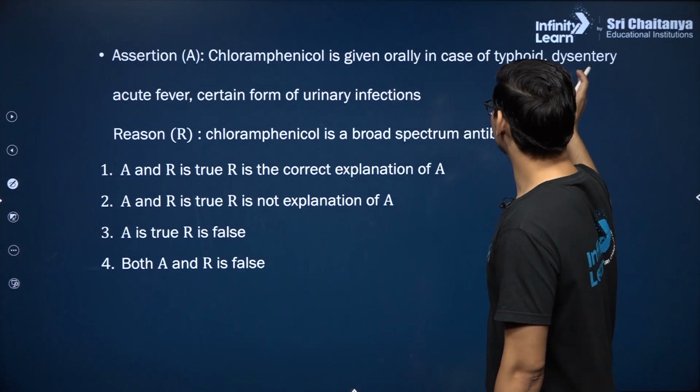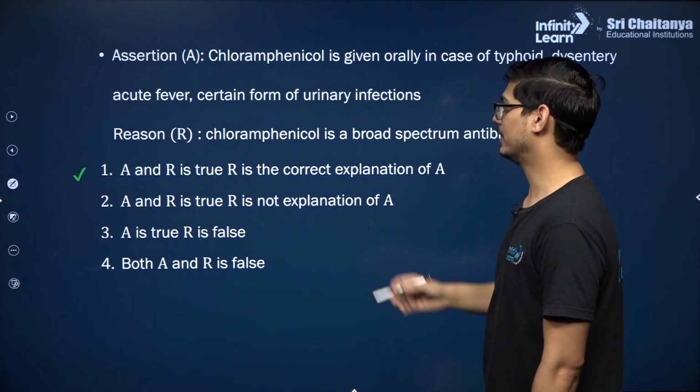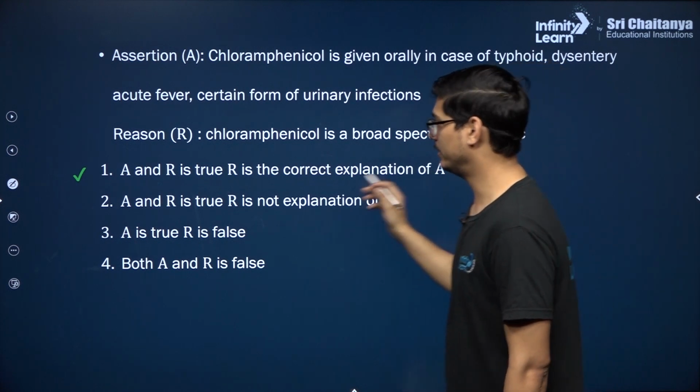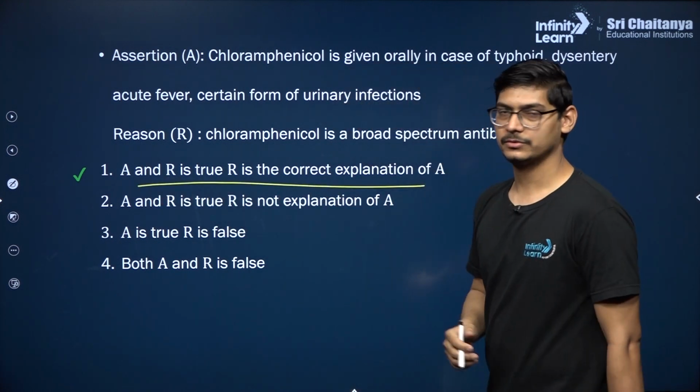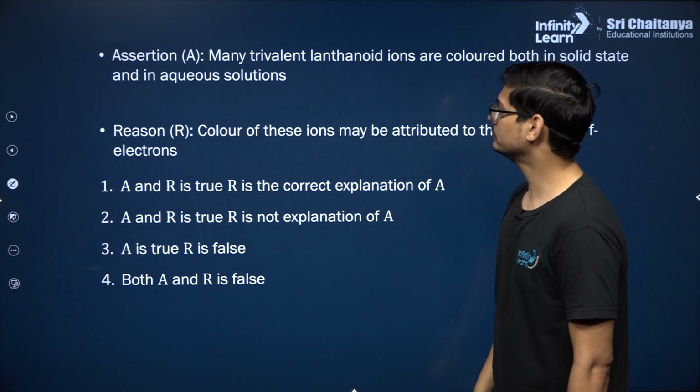Chloramphenicol is given orally in case of typhoid, dysentery, acute fever, certain forms of urine infections. Yes. Chloramphenicol is a broad spectrum antibiotic. Yes, right. So it is active against a wide range of gram-positive and gram-negative bacteria.